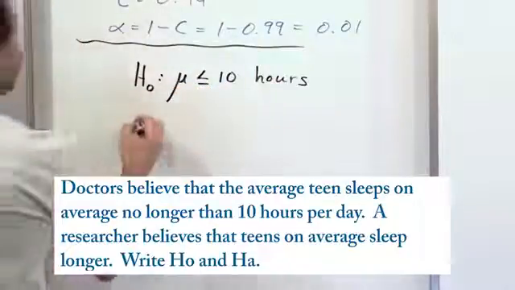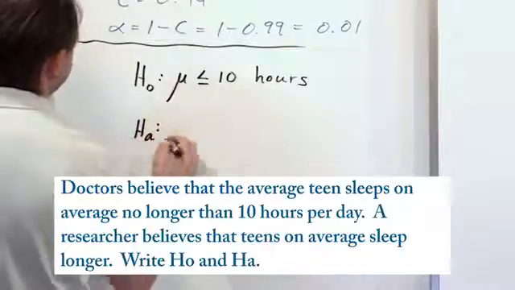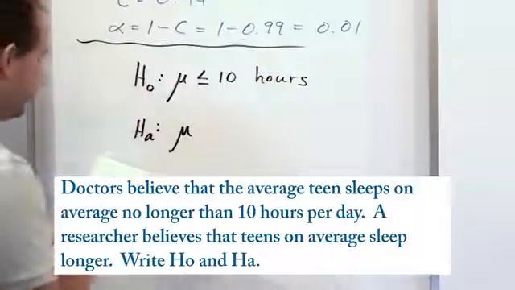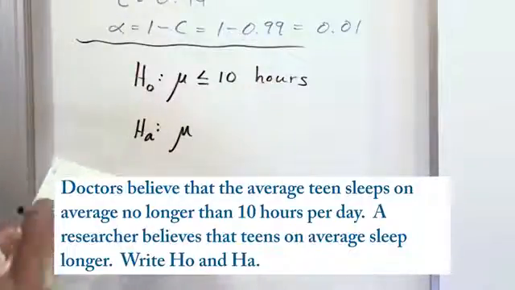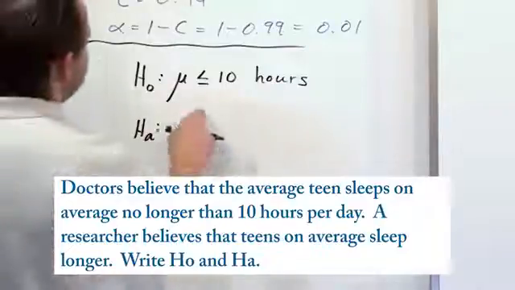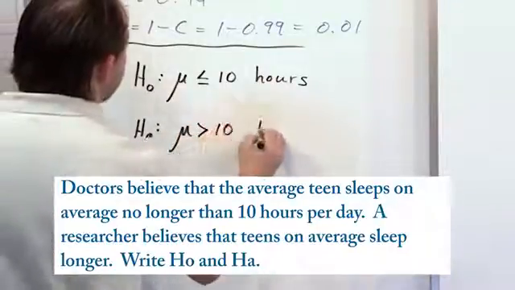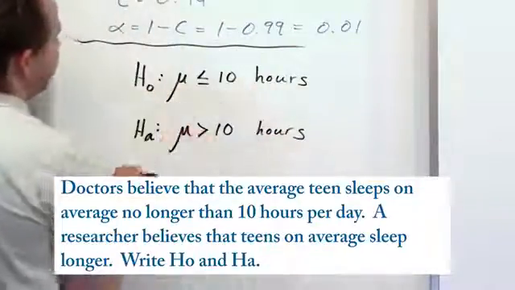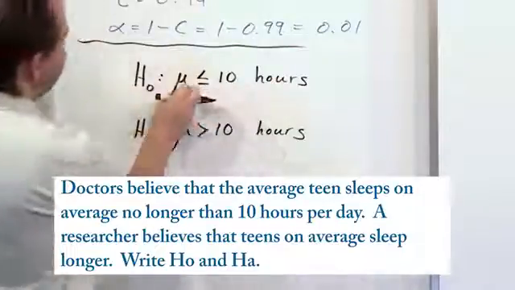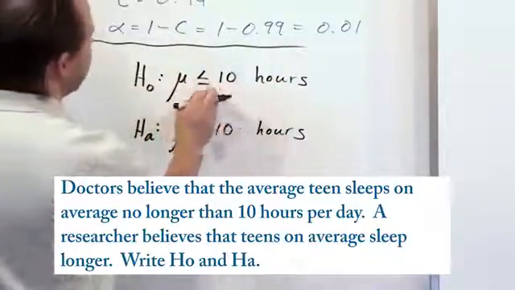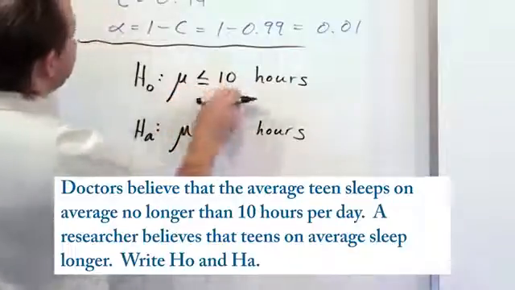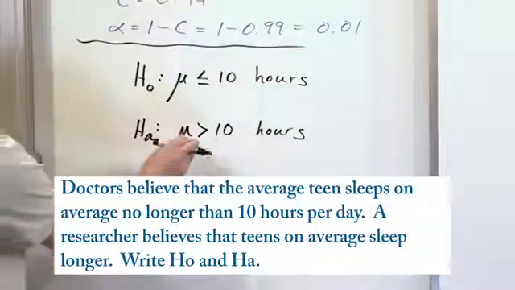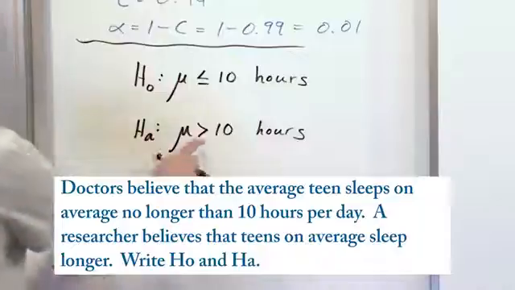So if this is the case, what would be the alternate hypothesis, or the research hypothesis, or the challenge hypothesis? Well, it says a researcher, who's the challenger, believes that teens on average sleep longer than this. That means it has to be greater than 10 hours. If you were asked on the test to write the null and the alternate hypothesis, this is what you would be expected to write. The null hypothesis is saying that teens do not sleep any longer than 10 hours, so any amount of time up to and including 10 hours. But the researcher comes along and says, no, on average, I think teens do sleep more than that. So we have to have a greater than.